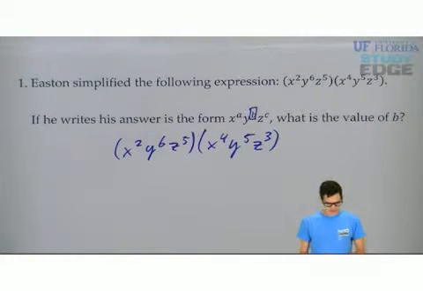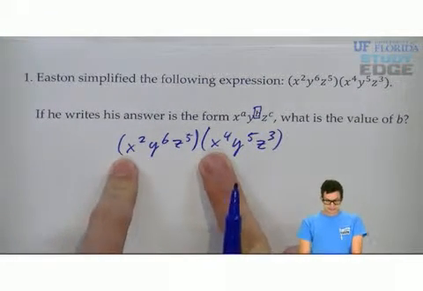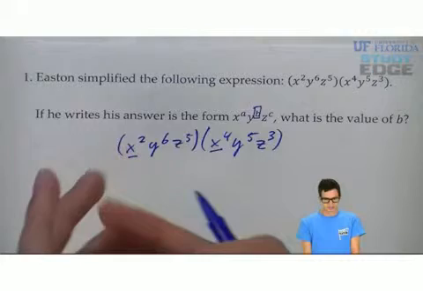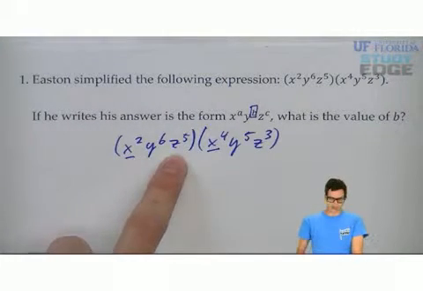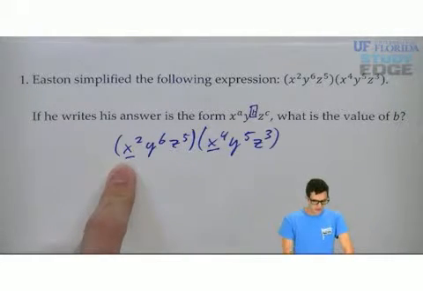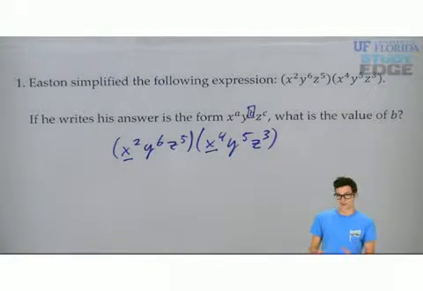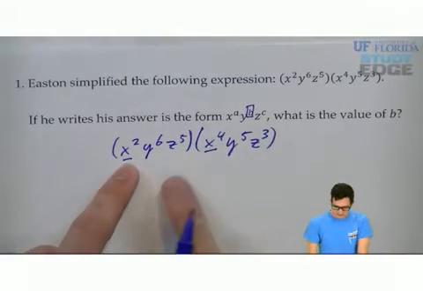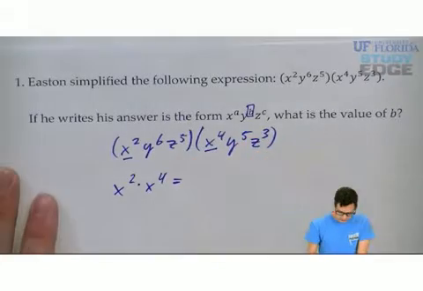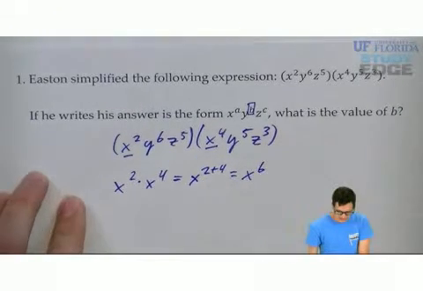So how are we going to multiply all these letters? Well, remember that we can only combine terms that have the same base. So like x and x, we can combine those together, y and y, z and z. All right, so the way we're going to do this, we have to use our exponent rules. When we multiply terms with exponents, we add the exponents themselves together. So we have x squared and x to the 4th, which we're multiplying. So when we do x squared times x to the 4th, that's going to give us x to the 2 plus 4, which is equal to x to the 6th.